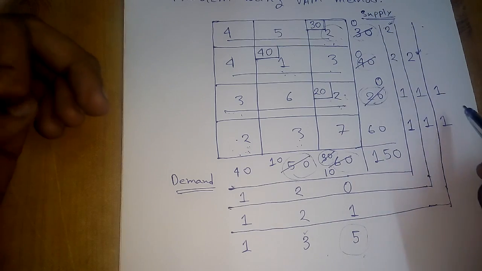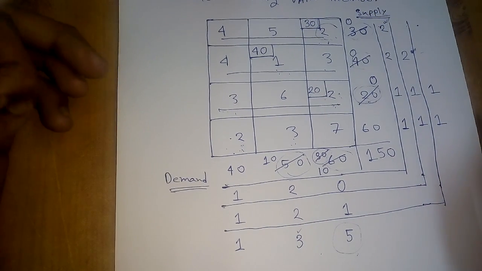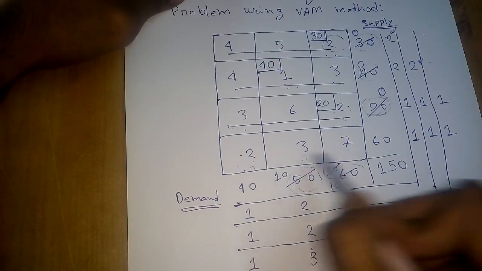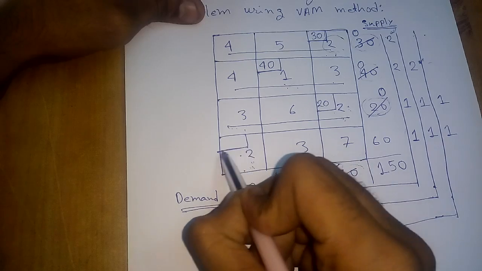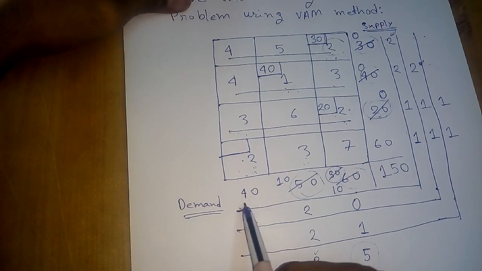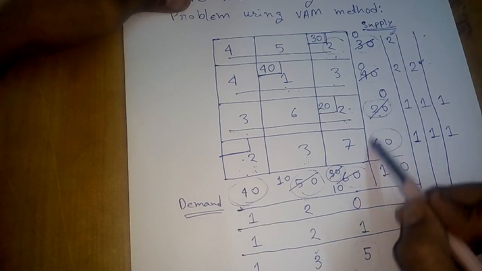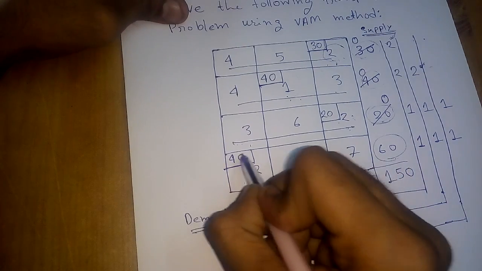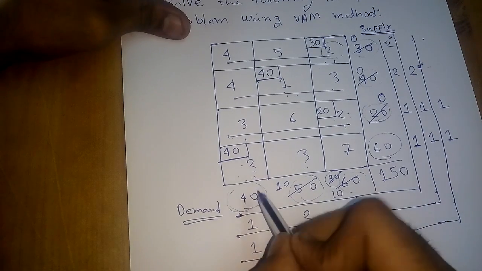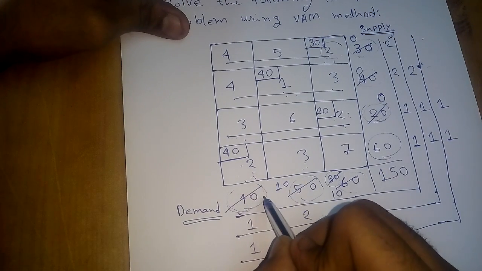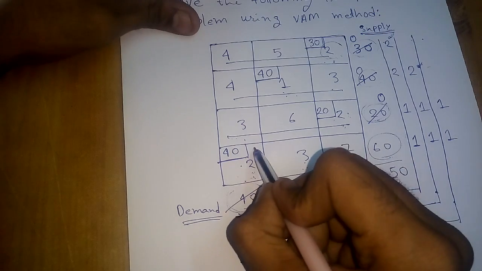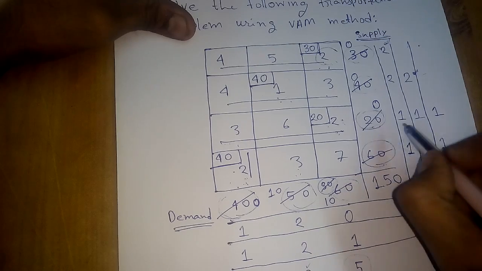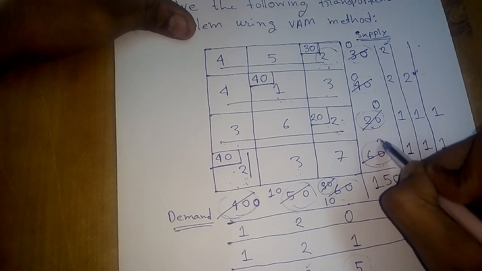So we don't have to calculate the penalty value as there is no option. So we will choose the lowest value here, that is 2, and we will select 2, and here we can see the value is 40, here the value is 60. We will choose the lesser value, that is 40, and the 40 will be cancelled, the remaining value will be 0. So this column gets cancelled, and the value of 60 will be 60 minus 40, which is 20.